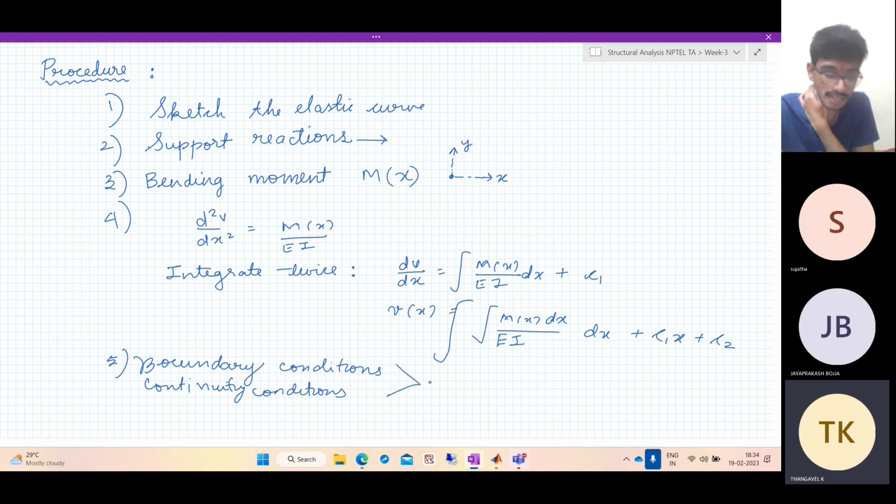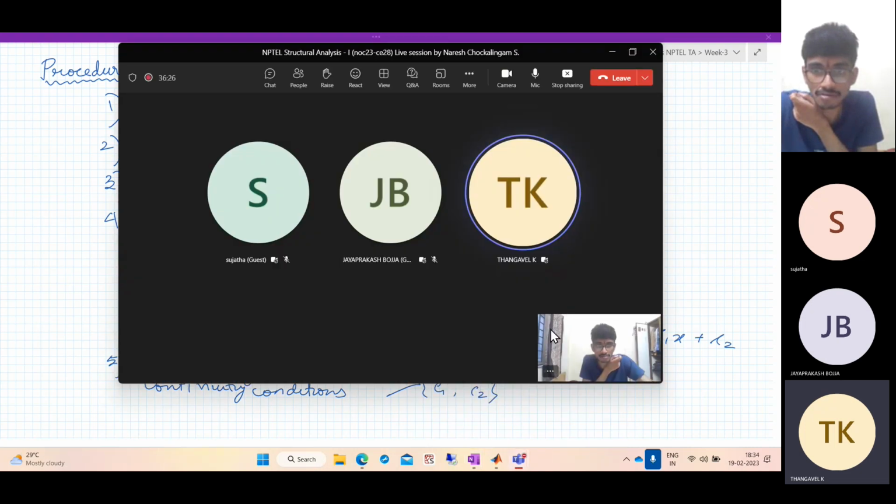So these will help you determine the constants C1 and C2. Once you have that, that's all. You have completely determined the deflection profile v(x). Then you have to apply the sign conventions to determine if it is upwards or downwards. Is that okay? Any doubts?